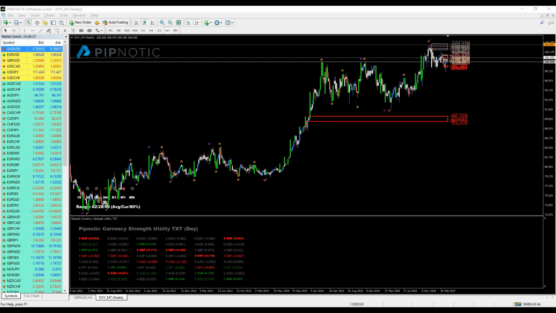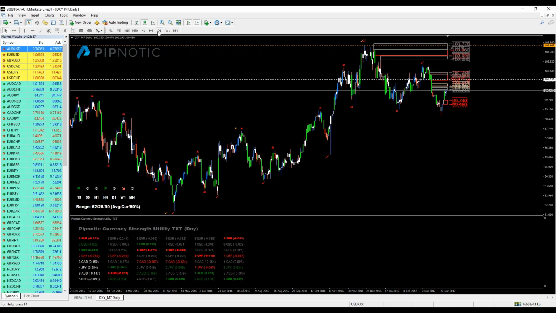And it's going to start looking for these limit orders, which are the pools of liquidity, on the weekly chart. It looks like that.